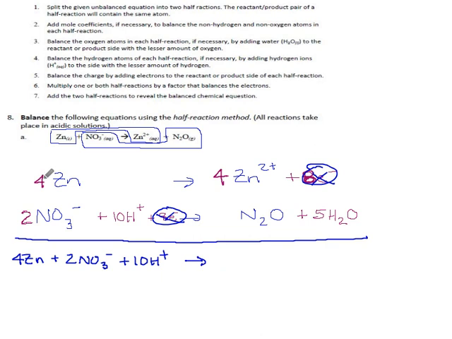So our entire left side is 4 zinc, 2 nitrate, 10 hydrogen. Our entire right side is 4 zinc 2 ions. You don't have to say zinc 2, it's the only kind as far as I know. Dinitrogen oxide, and I'm sorry, not N2O, H2O. And that's done.